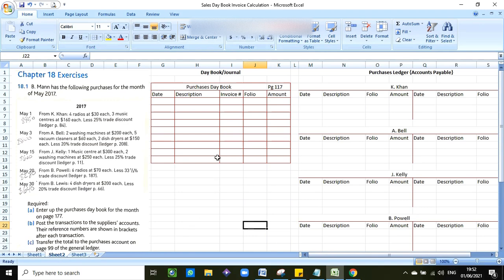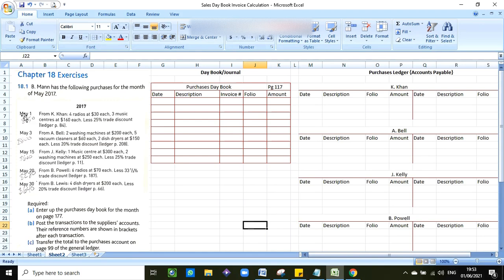I want you to be very attentive with the page numbers, and note that these are not sales ledgers, they are purchases ledgers, so we address them slightly differently. So the first transaction, well, let me start from the very top. B-Man has the following purchases for the month of May 2017. So these are all purchases, so immediately we know that we will be using the purchases day book because these are the purchases we've made on credit.